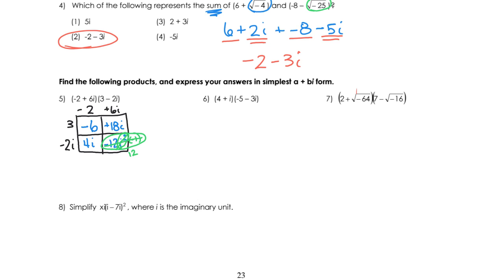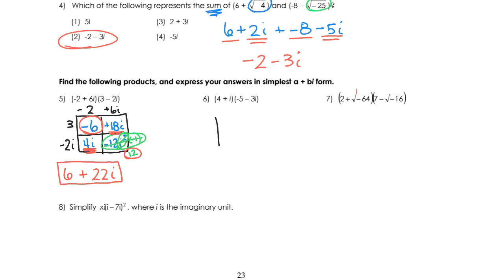And you might want to make your box a little bit bigger for when we distribute two binomials with i's in them. Okay, so here we go. So basically now we got a negative 6 here plus a 12 here, which is positive 6. And then in this diagonal, we have 4i plus 18i, which is positive 22i. And there we have it. There's our complex number in simplest a plus bi form. Okay. All right, so let's try the next one.